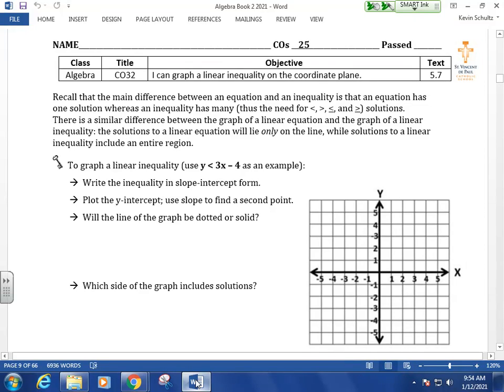One good day in algebra, we'll be covering how to graph a linear inequality on the coordinate plane. We spent the last unit and change graphing equations, solving equations. We dabbled in inequalities a little bit.